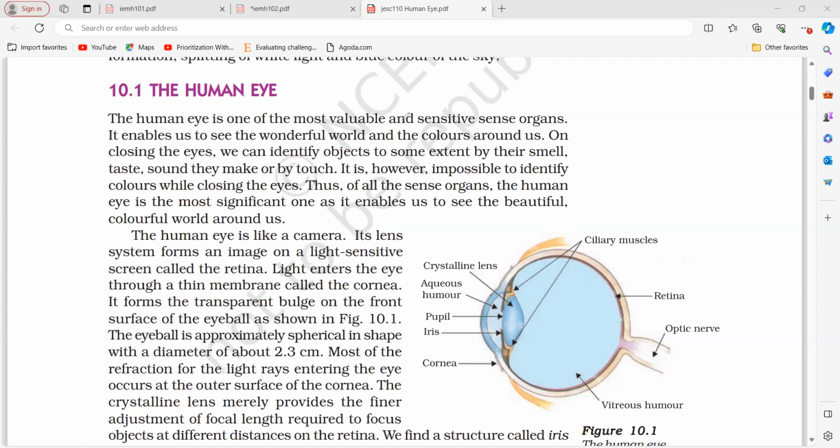Human eye is one of the most valuable and sensitive sense organs. So, this is not scientific, this is a simple statement. Now, what is the function of human eye? It enables us to see the wonderful world and colors around us. So, this is the function of human eye.